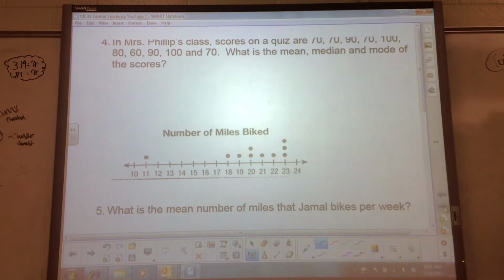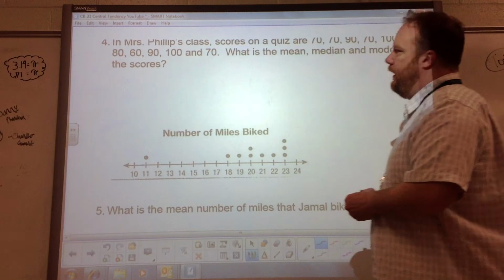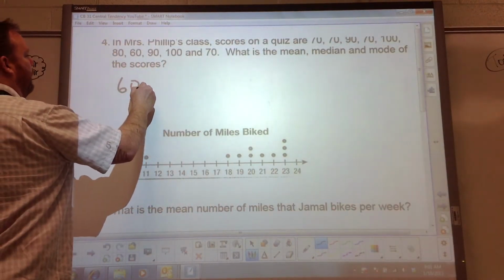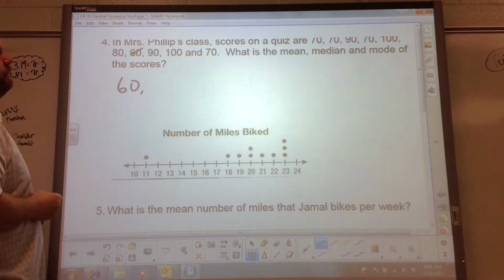In Ms. Phillips' class, quiz scores are 70, 70, 90, 70, 100, 80, 60, 90, 100, and 70. What is the mean, median, and mode of these scores? The first thing you need to do when you have a data set like this, especially when I'm asking you for the mode and the median, is put those in order from least to greatest. Okay? So here it looks like our first number is 60, and you need to mark these off as you go, because you will forget which ones you did.